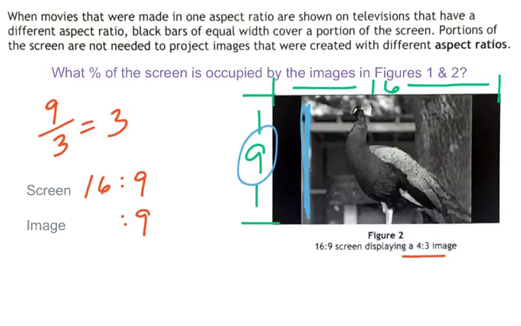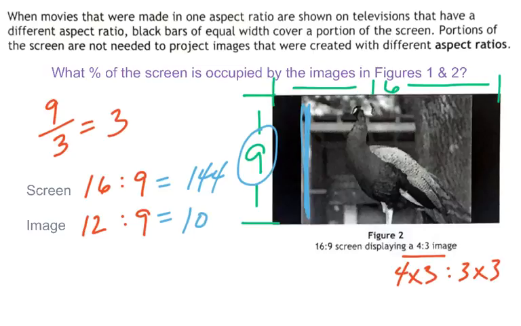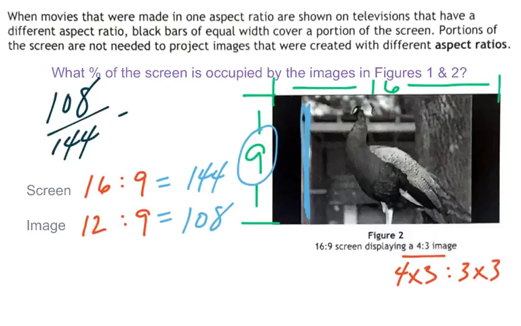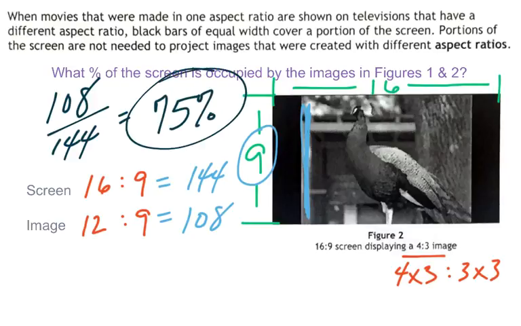So 4 times 3 is 12, and then 3 times 3 is 9. So the area of the screen is 144, the area of the image is 108. And so if we divide these, 108 divided by 144, again, is 75% of the screen is occupied by the image.